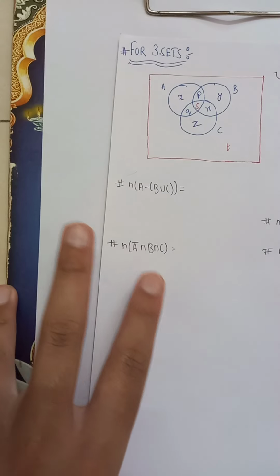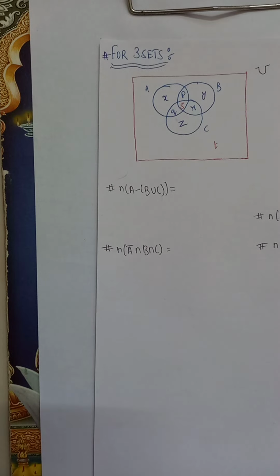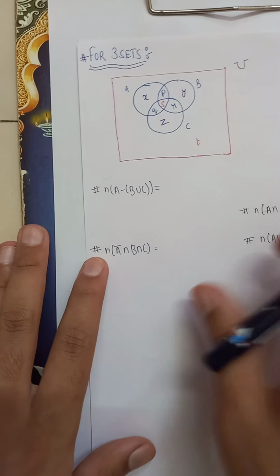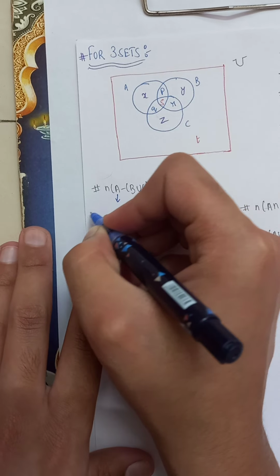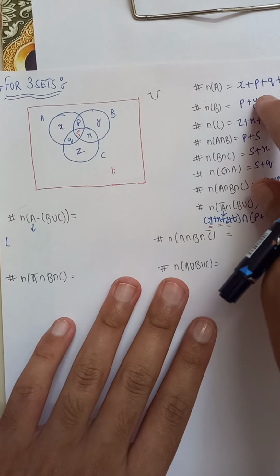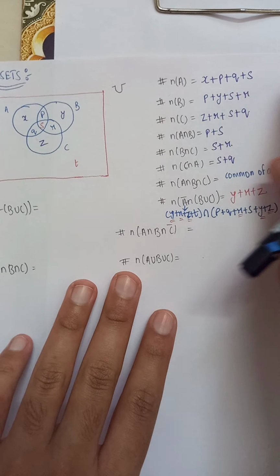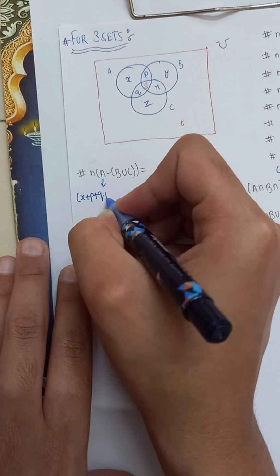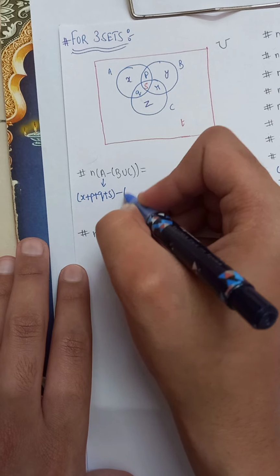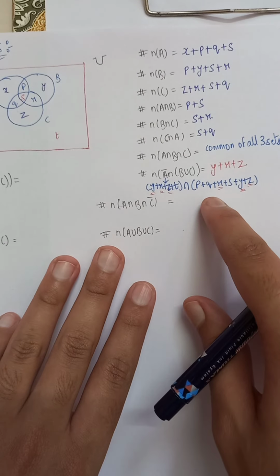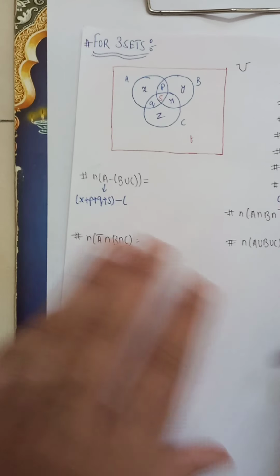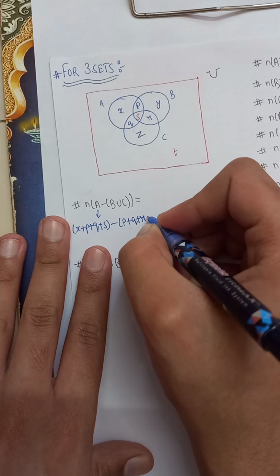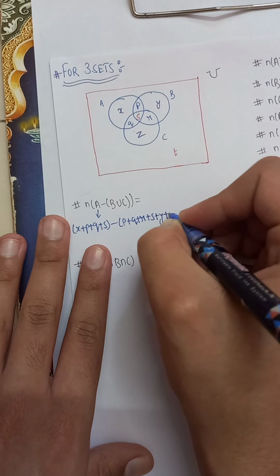Now let's move on to some more complicated examples. Number of elements in A minus B union C. How many elements are present in set A? X plus P plus Q plus S, minus B union C. B union C we just calculated: P plus Q plus R plus S plus Y plus Z.